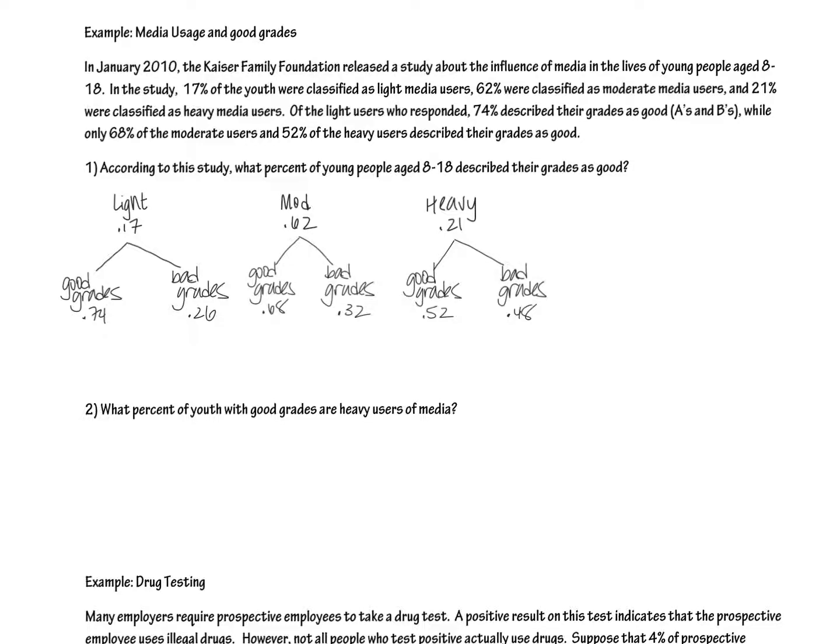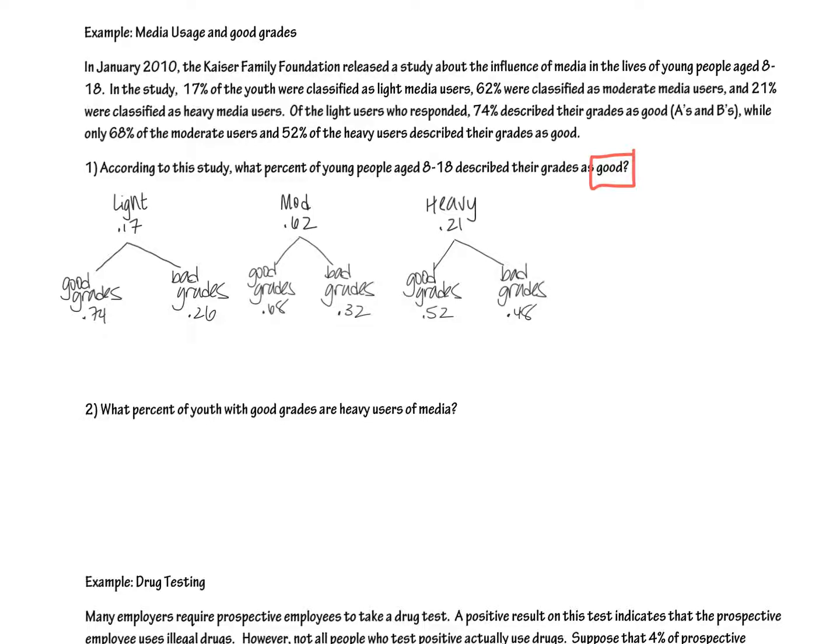So this question is specifically asking me, according to this study, what percent of young people, so of every single person in this tree, describe their grades as good? And so I'm like, well, you can't unfortunately just look up here and find the people that think that their grades are good and go, oh, 74 plus 68 plus 52. All of those people said their grades were good. Well, that is incorrect math because, first of all, it doesn't add up to 100. It adds up to way more than 100.